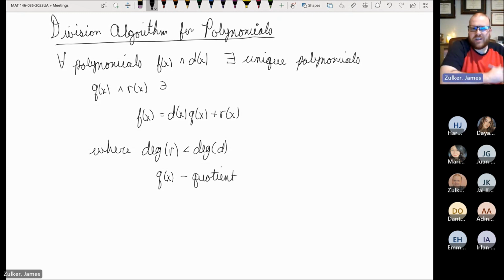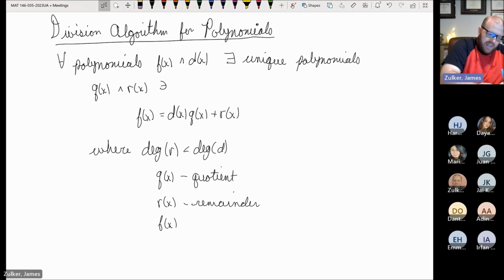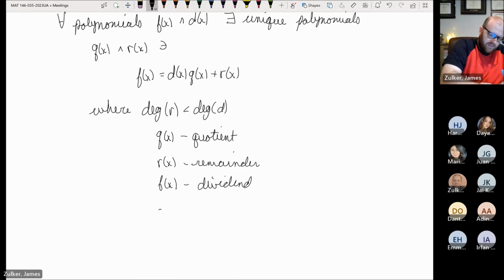Q of x is called the quotient. R of x is called the remainder. Again, f of x would be the dividend, and d of x would be the divisor.